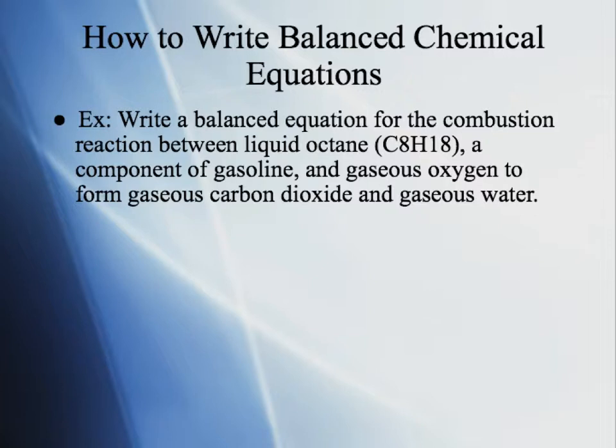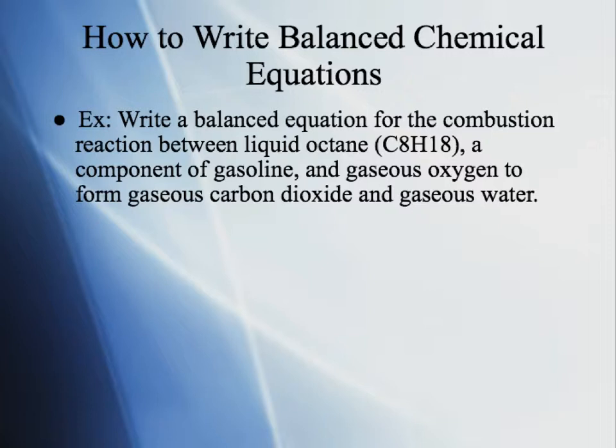Octane, found in gas, is going to be mixed with oxygen from the air inside of the little piston things, and there'll be a little spark that facilitates the reaction to get it going. We get the formation of carbon dioxide and water, and that's basically the main component of your exhaust. So let's write a balanced equation for this.